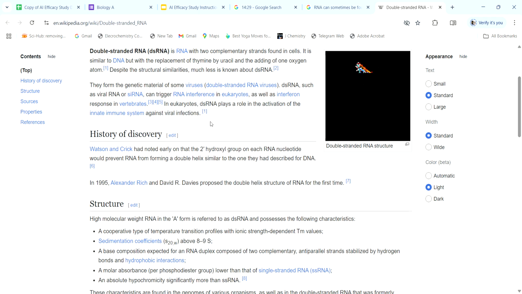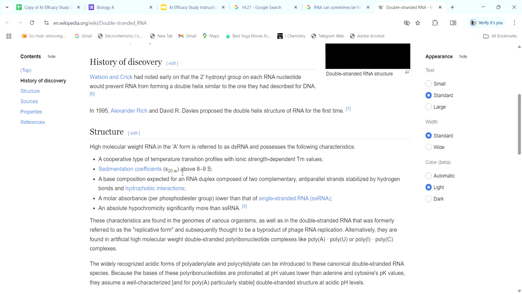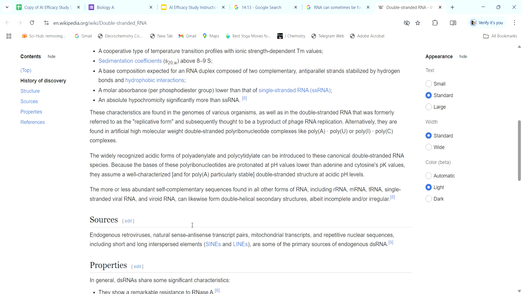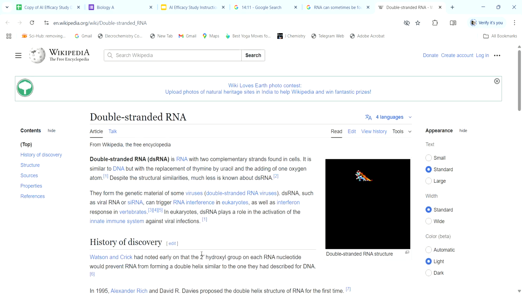Watson and Crick had noted early on that the 2' hydroxyl group on each RNA nucleotide would prevent RNA from forming a double helix similar to the one they had described for DNA. Okay, so this can be possible, that double-stranded RNA.